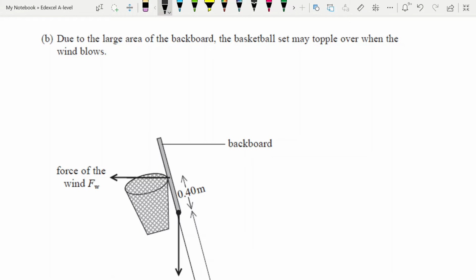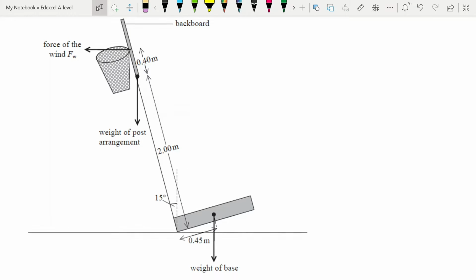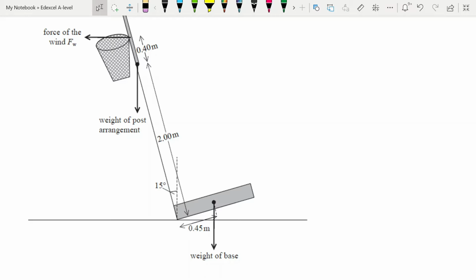Due to the large area of the backboard, the basketball set may topple over when the wind blows. And this is the basketball set. At first glance, it looks very intimidating. The most important thing here is, first of all, identify where your pivot is, and it's right there. And then we want to try and take the context out and build ourselves force diagrams and moments diagrams for each of these forces. So let's have a look at the whole picture to start with.